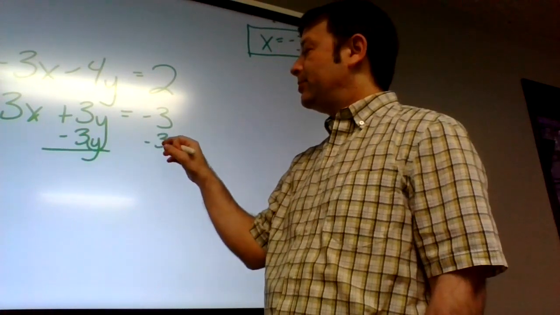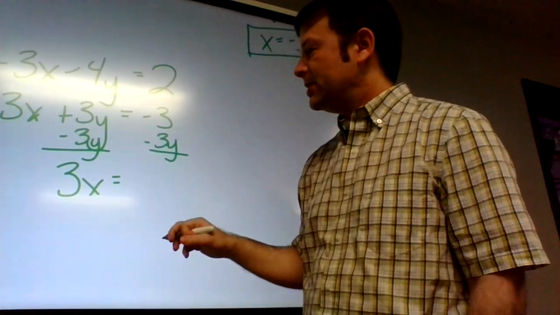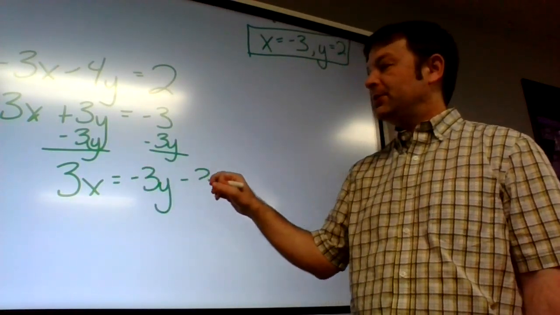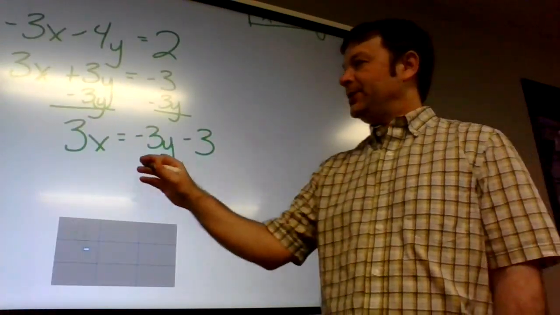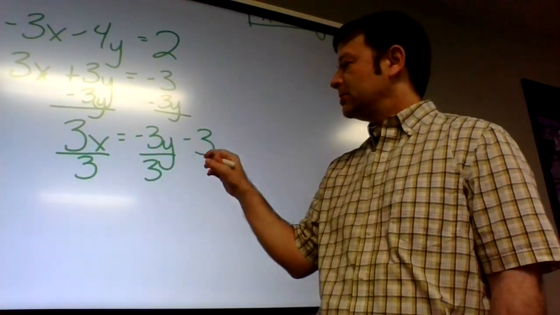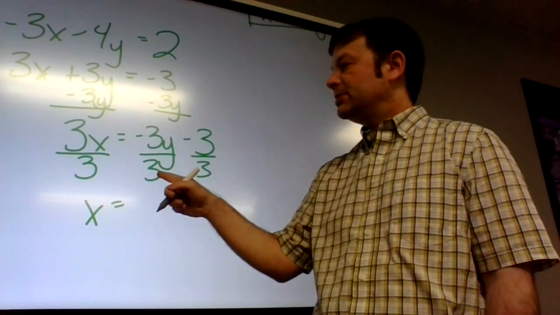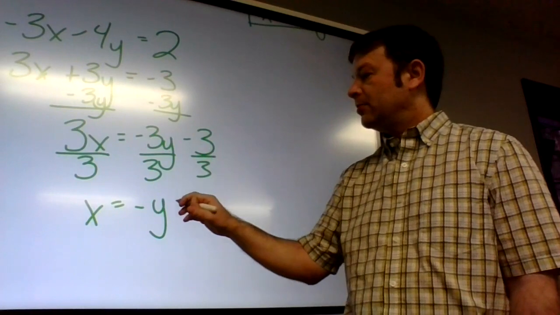I'm going to subtract 3y. It's the exact same process. There's no difference. So I have negative 3y minus 3. Divide by 3. We actually could have divided by 3 at the beginning. Doesn't really matter. Divide by 3. So I get x equals negative y, or just negative y minus 1.